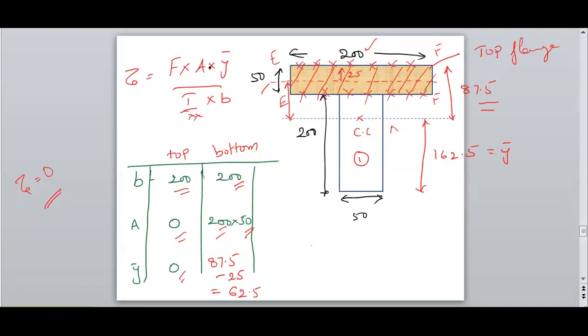Therefore, I know now the F value, A value, Y bar value, IXX value, as well as the B value. I can substitute all the values in my equation and I can find the shear stress at the bottom of the top flange.